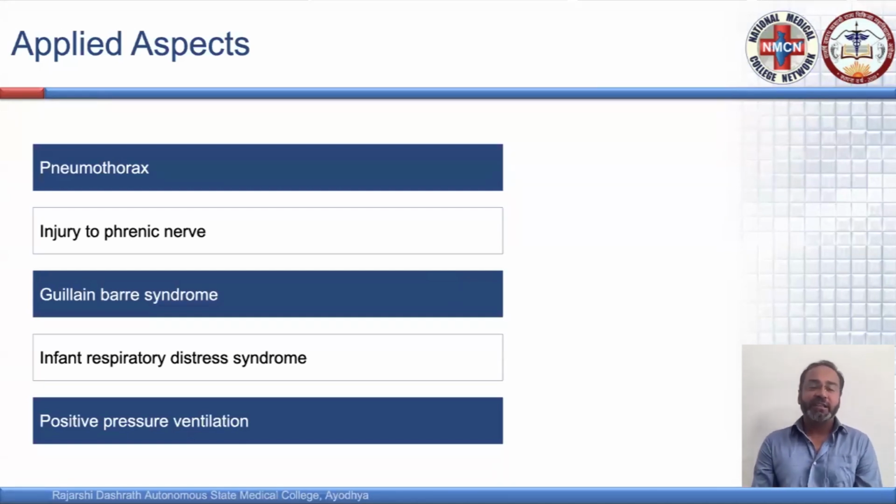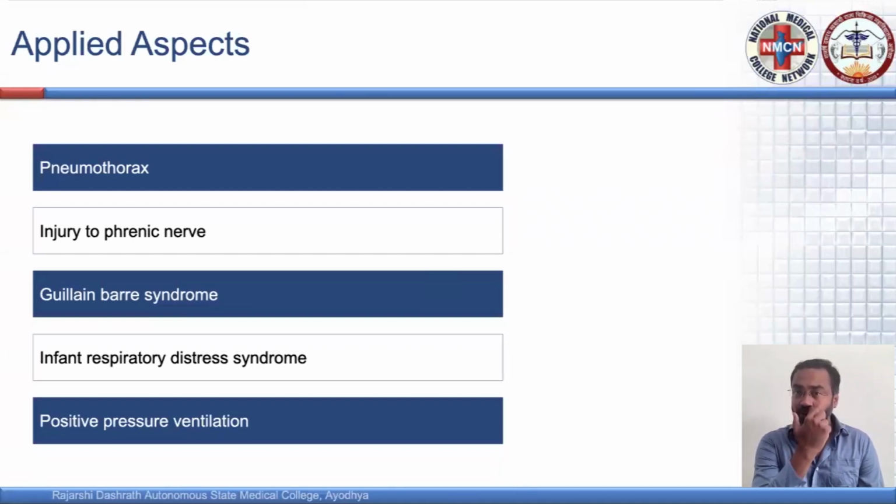Then there's a condition called Guillain-Barré syndrome. Guillain-Barré syndrome is a kind of ascending paralysis. It starts from the legs and ascends upwards. When it ascends upward, it can involve the respiratory muscles and lead to respiratory paralysis and death.